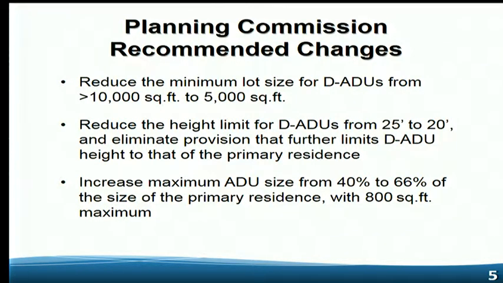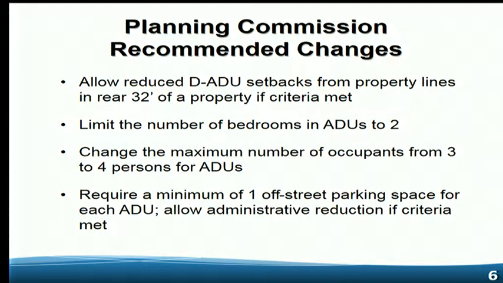Another change would increase the maximum ADU size from 40%, which is the current standard, to 66% of the size of the primary residence, with an 800 square foot maximum. It would allow a reduced setback for detached accessory dwelling units from property lines in the rear 32 feet of a property if criteria are met. So currently it's a 5-foot setback. It could be reduced to 0 feet, again, if the criteria are met.